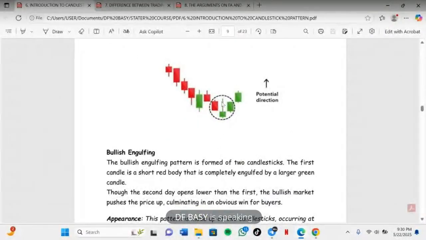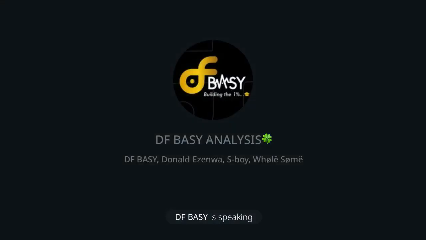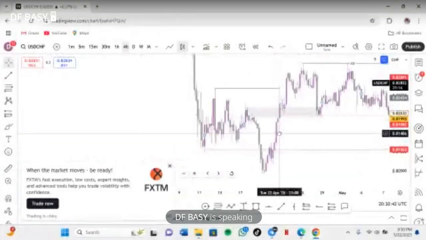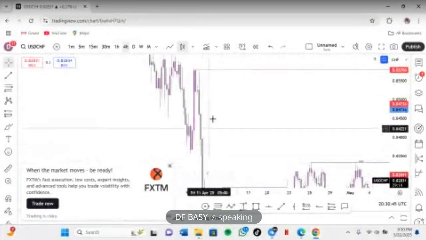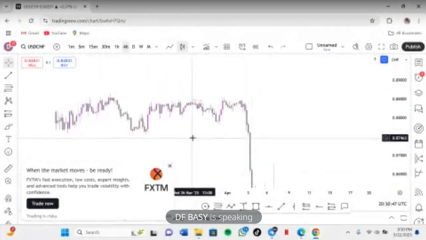This is the diagram on the chart. I showed you guys on the chart. Let me check if I'm going to see here. Hammer, inverse hammer.